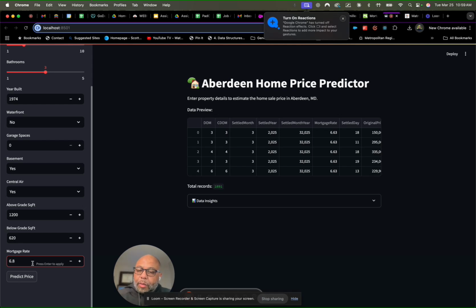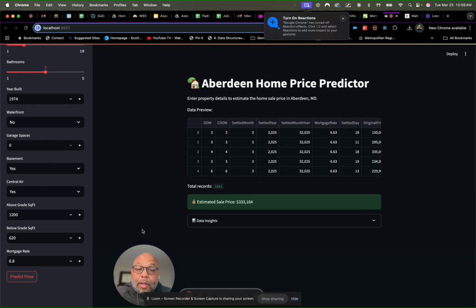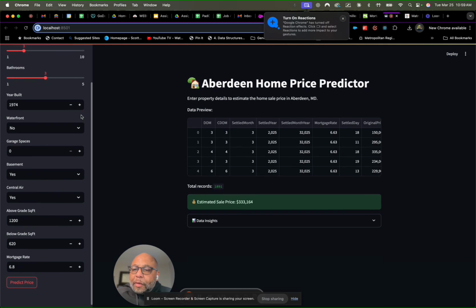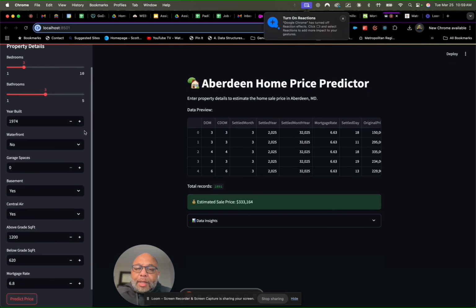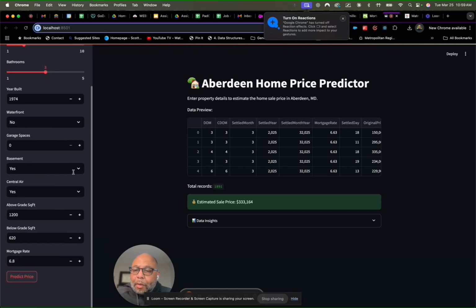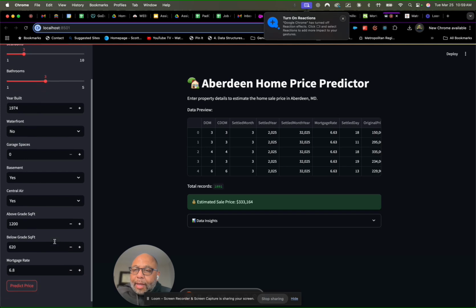So we're going to also test that, and we're going to play with that a little bit and see how it changes the outcome. So let's predict price. 333,164. So it came in a little high. That could be for a few different reasons. I think because of the data that it's trained on. It's trained on mostly single family homes and a lot of those newer homes. So it did come in high.